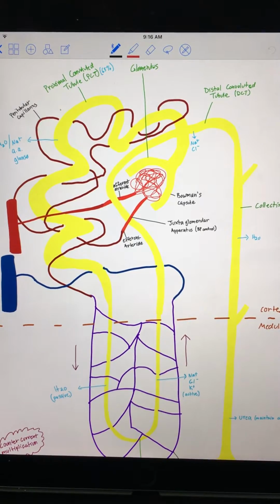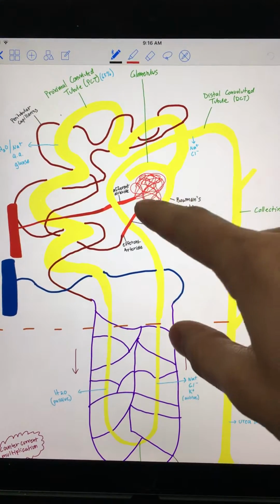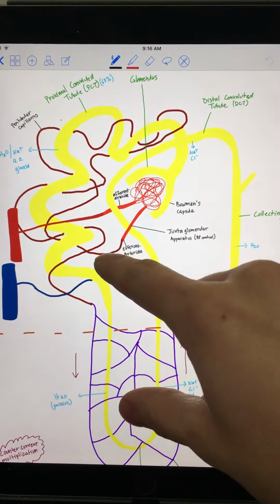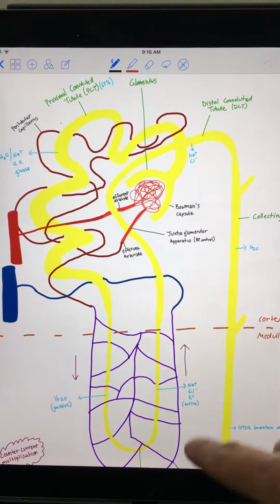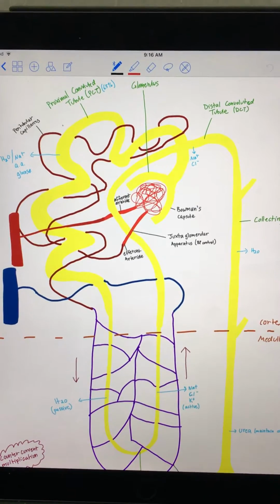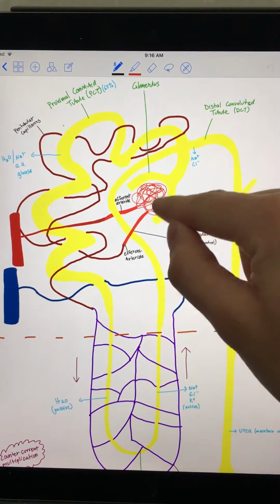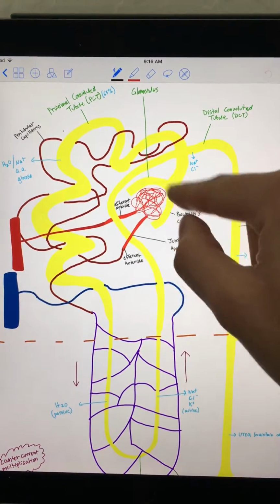the efferent arteriole into the peritubular capillaries towards the vasa recta. So they would come through the efferent arteriole and go into here. Up here, the fluid would now be called filtrate, as it's in the Bowman's capsule.